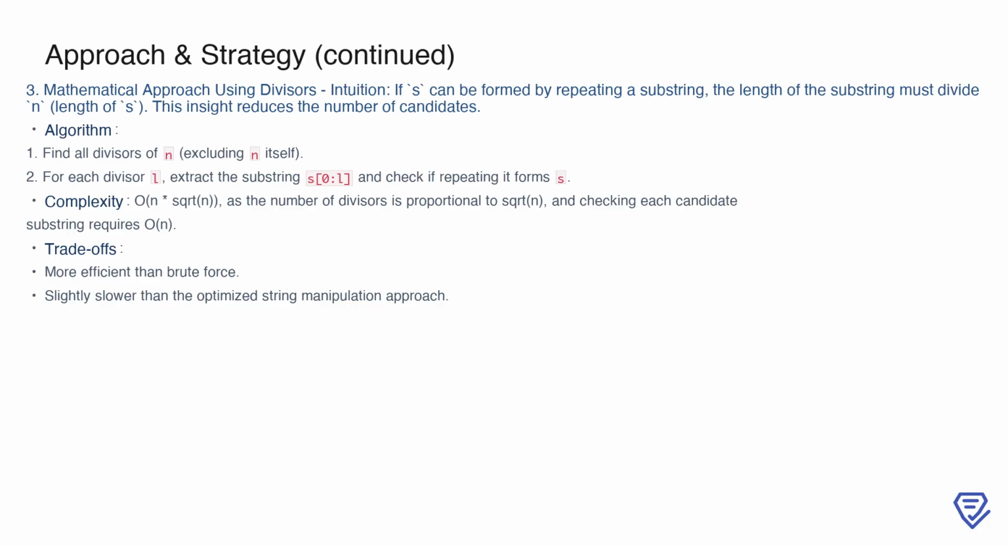This method is more efficient than brute force because the number of divisors is proportional to the square root of the length, reducing the number of candidates we need to test. The overall complexity is O(n * sqrt(n)), as verifying each candidate substring requires O(n). While this approach is faster than the brute force method, it still involves explicit substring checks, making it slightly slower than the optimized string manipulation strategy.